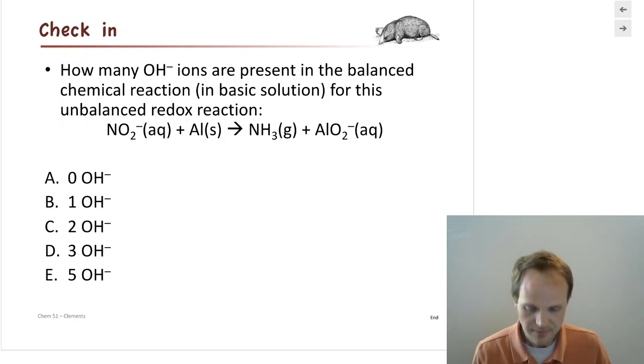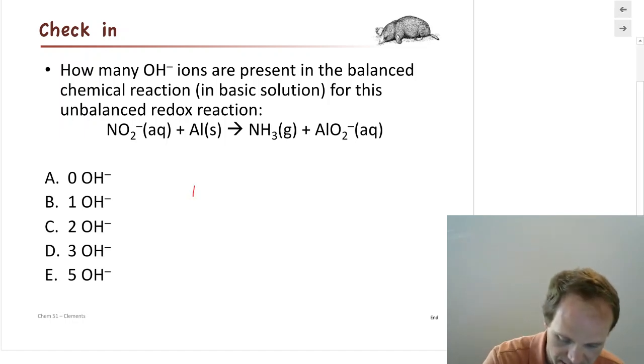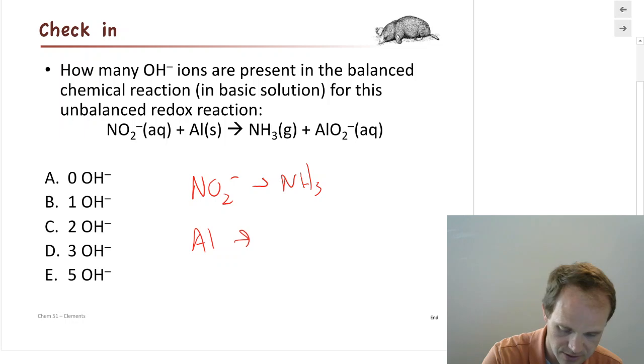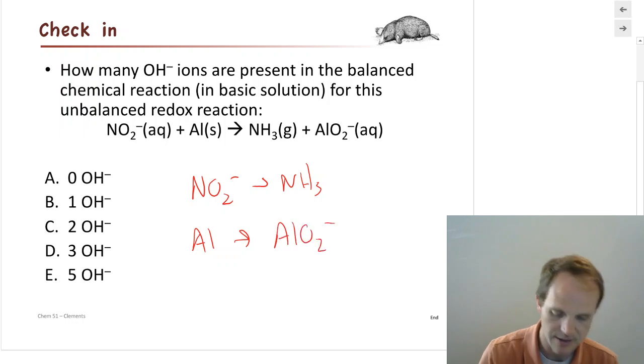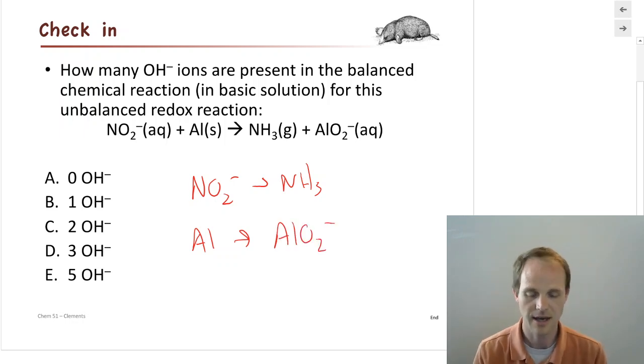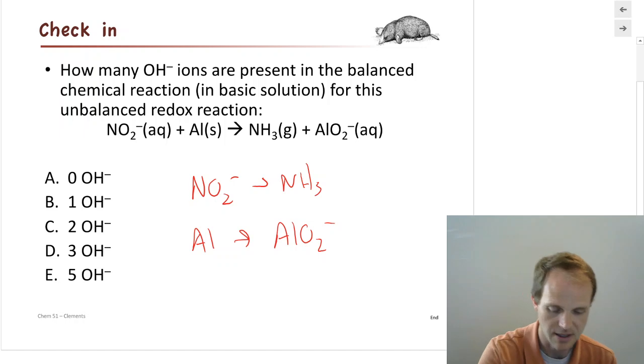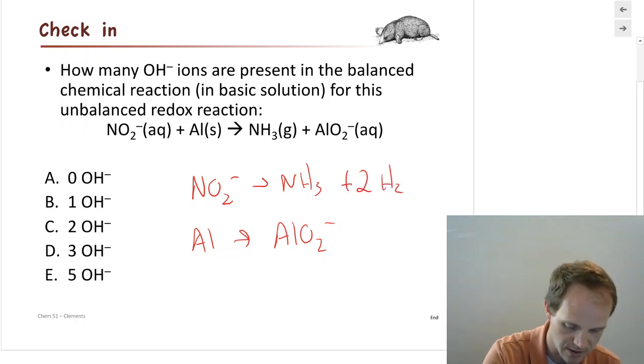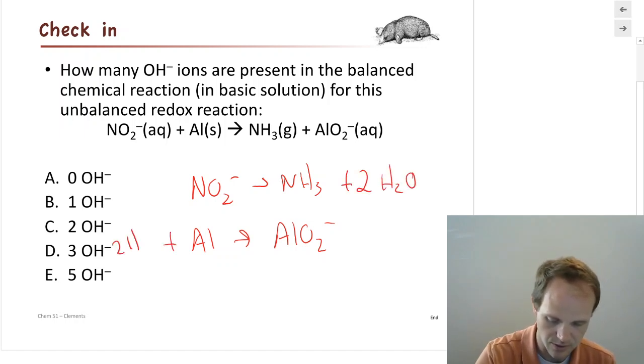All right. How are we going to do this one? NO2 minus goes to NH3. We've got aluminum going to AlO2 minus. Okay, our non-hydrogen, oxygen, they're already balanced. We're going to balance oxygen. We've got 2 waters. We've got 2 waters.